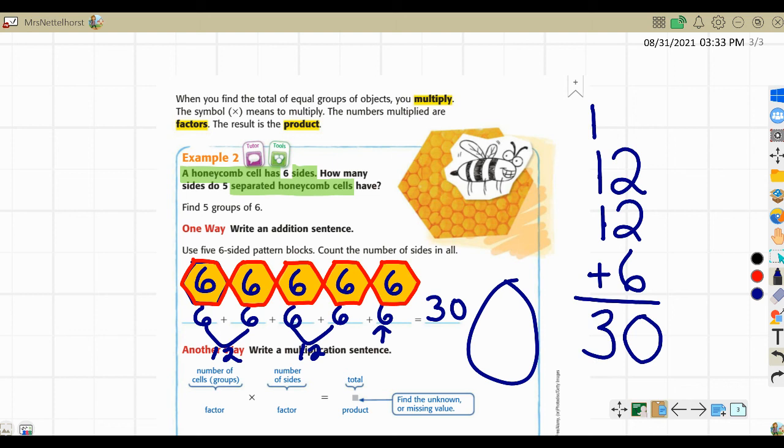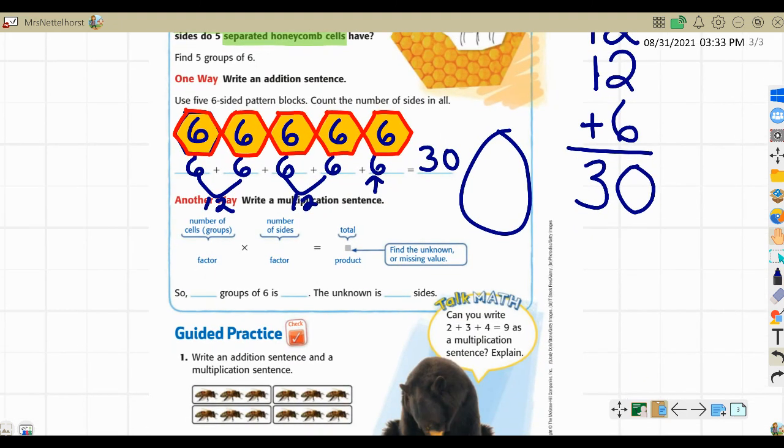So there you go. My answer is 30. I put a 3 in the 10's place to show 30. Okay, scrolling down. So I have a number of cells. Those are my groups. Okay, and that is my factor.